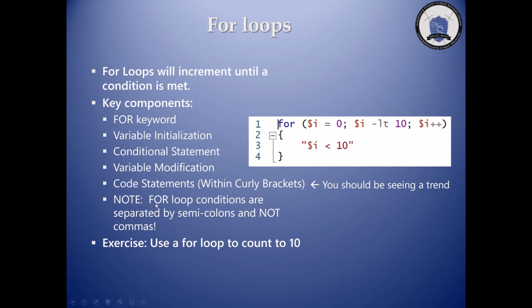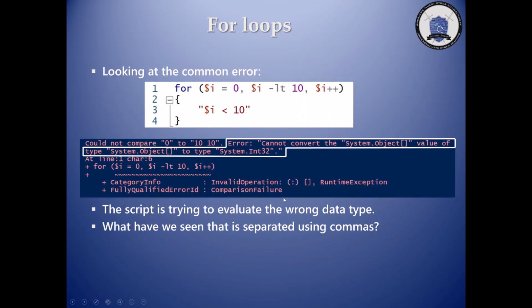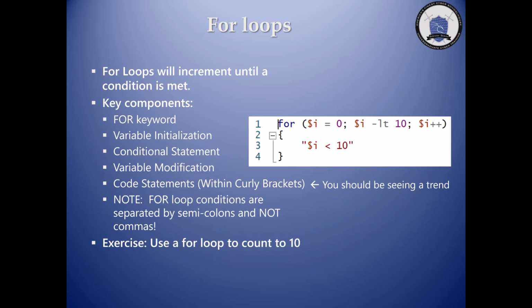Again, you should be seeing a trend whenever it's within those curly brackets. All of these flow controls, your if else, your switch, for loops, and once we get to functions, you're going to see your code statements within the curly brackets. That should make sense. All right, so let's go ahead and do a loop that counts to 10.